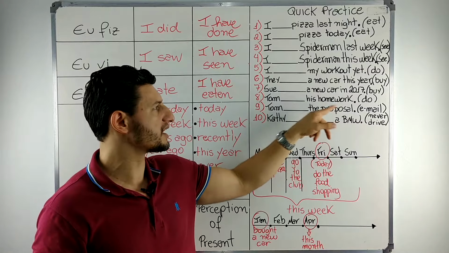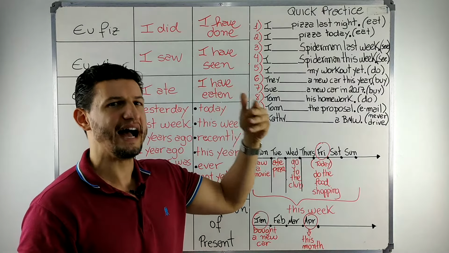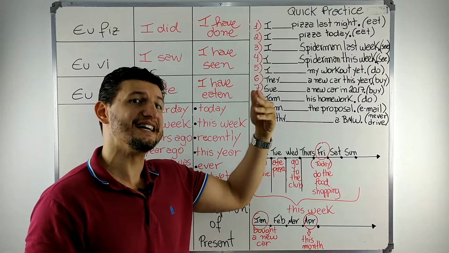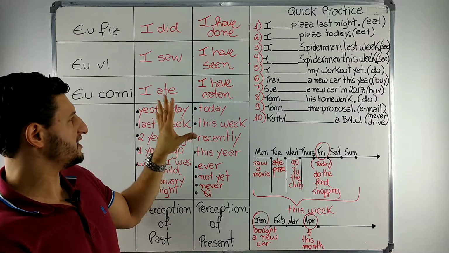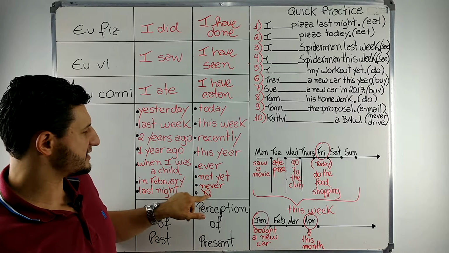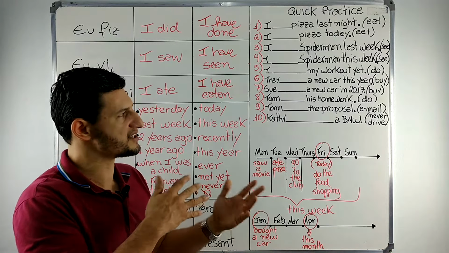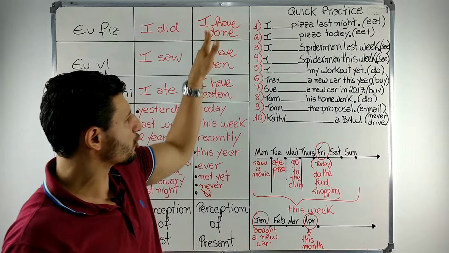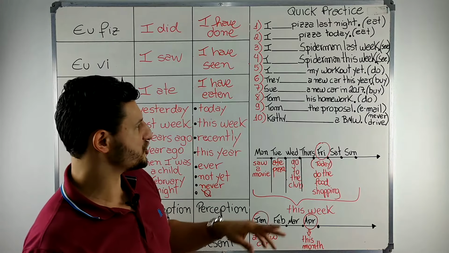Tom, his homework. Tom has done his homework, because you are not using words that give you a perception of past or perception of present. And then it's this case, when you don't use any words that give you a perception of present or past, then it also goes in this form. It's also a perception of present in English.